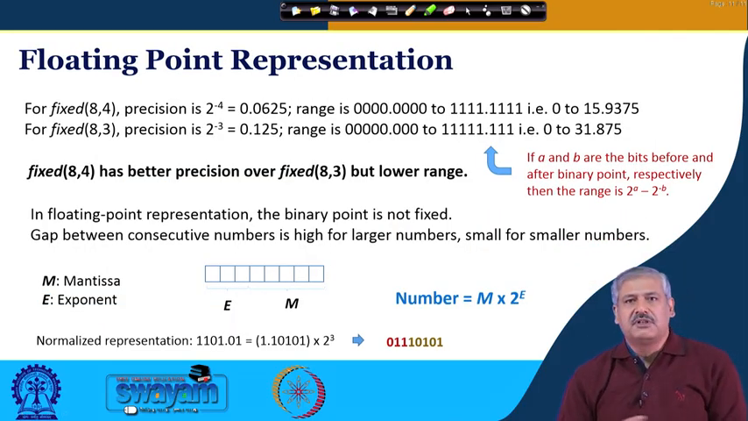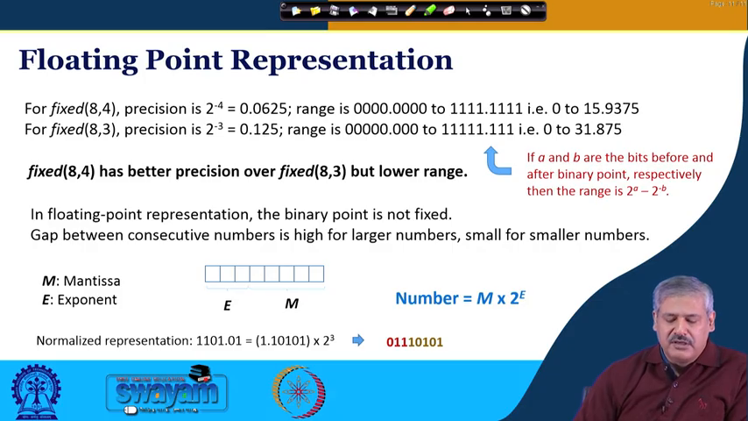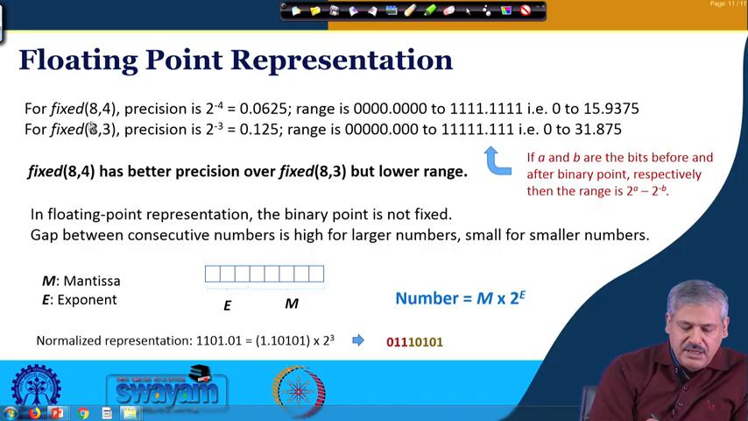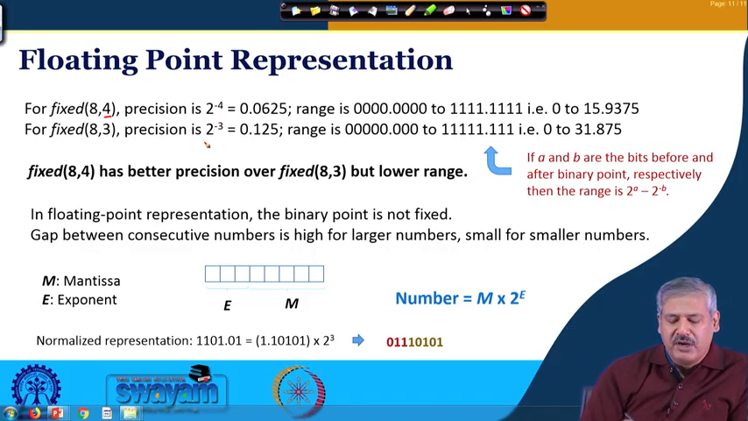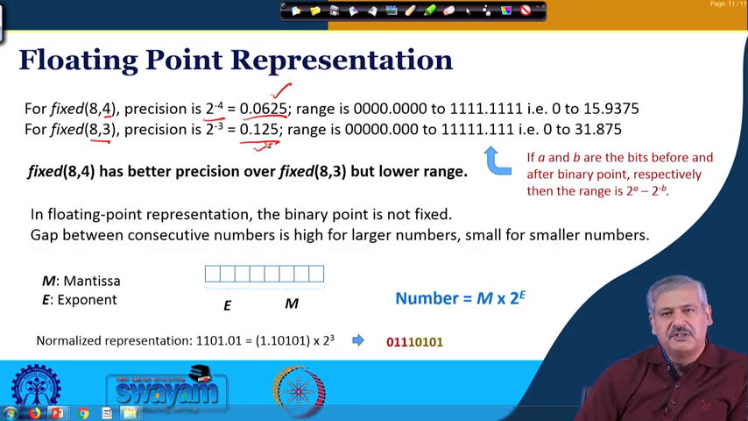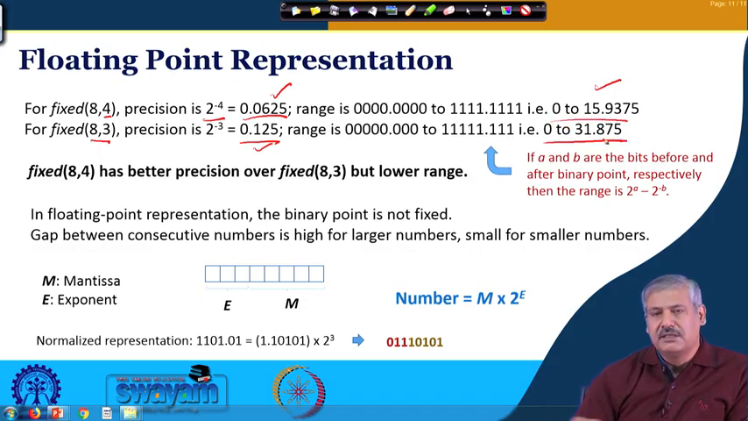The last point, just to conclude, there is another representation called floating point representation. So, what we had seen in fixed point representation, say 8 to 4, there are 4 digits after the binary point. So, the precision that is available is 2 to the power minus 4, that is 0.0625, and with 3 digits, the precision is 0.125. So, here the precision is better and here the precision is a bit less, but in doing that, the range over here is less compared to the range in the other case.